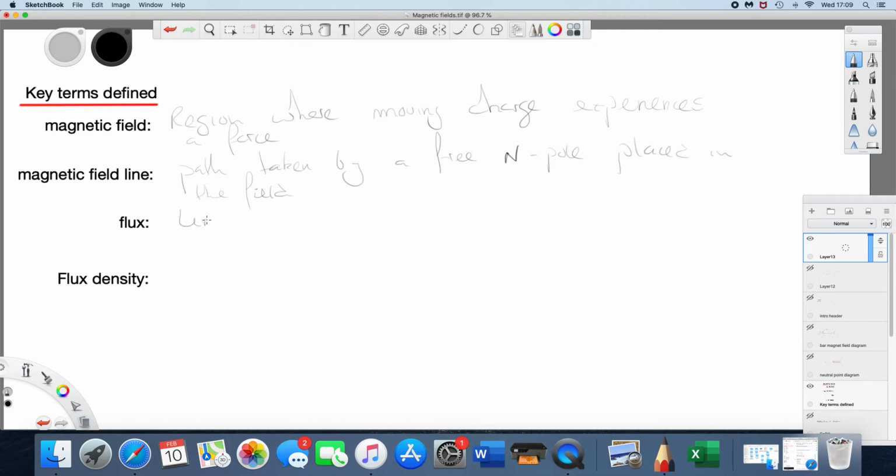Flux, well, lines of flux are field lines, another way of expressing it. But we talk about flux because we talk about flux density, and this is the number of field lines acting at 90 degrees to unit area.